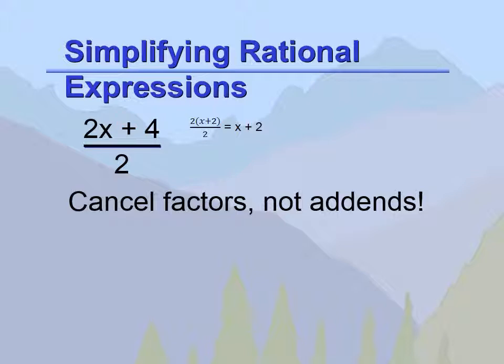So we're going to factor out a 2, which gives us 2 times x plus 2. You know it works because if you go backwards, 2 times x is 2x, 2 times 2 is 4. So once you've factored that out, you can cancel the 2's, which leaves you just x plus 2. So again, whenever you're simplifying rational expressions, the first thing you do is factor, and then you simplify after you have factored.